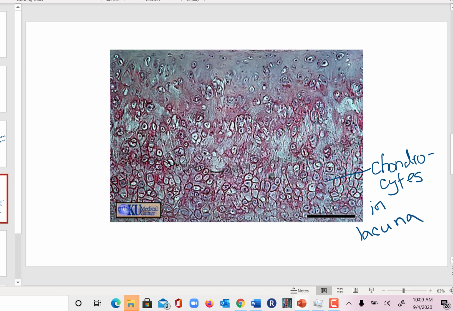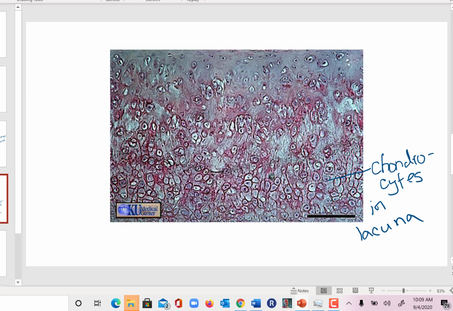Lacuna is singular. Elastic cartilage is named because it contains numerous elastic fibers in the matrix. The higher concentration of elastic fibers in this cartilage causes it to appear yellow in fresh sections. This is not a fresh section. It clearly does not look yellow.